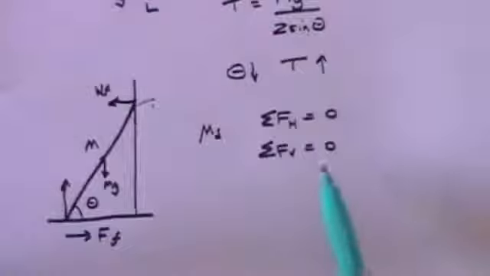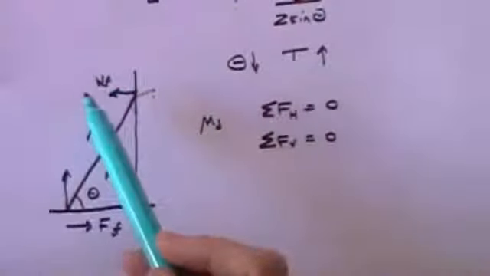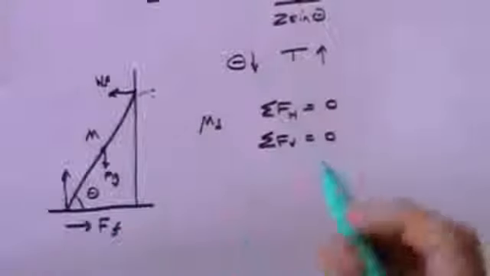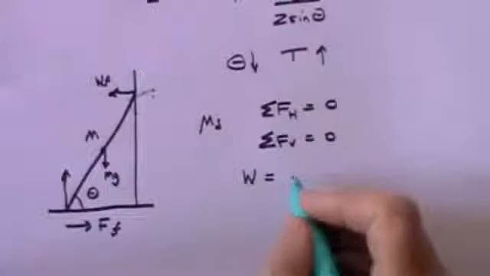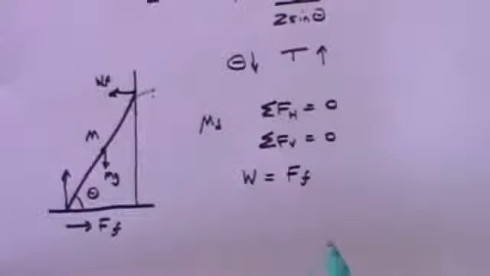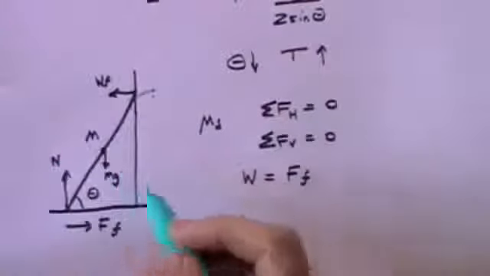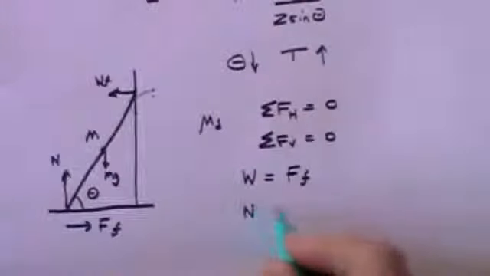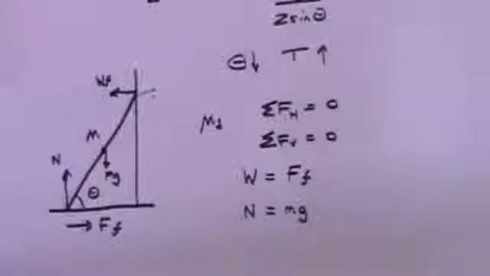Well, what have we got as forces in the horizontal direction? We've got W moving in that direction and the frictional force acting in that direction. And if there's to be no movement, those two must be equal. So we've got that W is equal to FF, the frictional force. What about the vertical direction? We've got mg in this direction and we've got a normal force in this direction. And if there's to be no movement, the two must be equal. So N must equal mg.